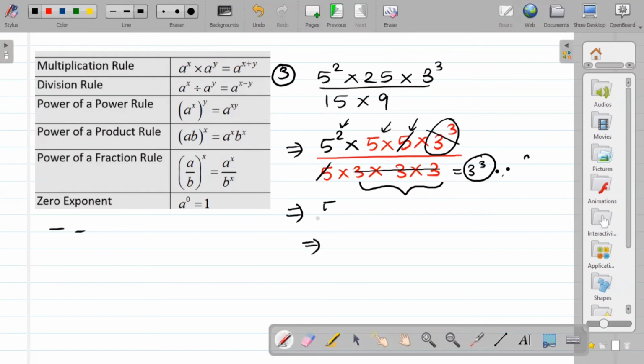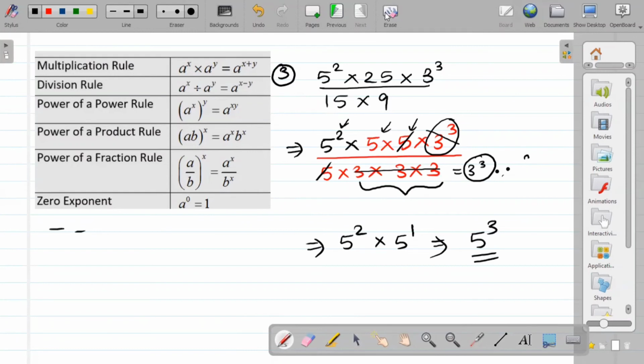So what is remaining with us? What is remaining will be nothing but 5 square multiplied by 5. Rest all the terms got cancelled out. Now 5 raised to 2, and here power is not there, so 1 we can give. So 2 plus 1, that is 3. So your answer is 5 raised to 3.